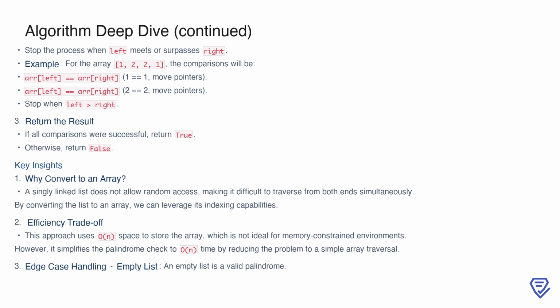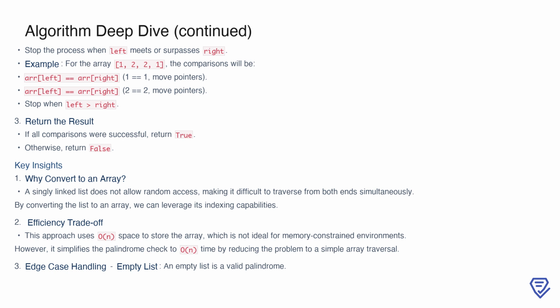Otherwise, we return false. This approach relies on converting the linked list to an array because singly linked lists don't allow traversal in reverse, making it challenging to compare values from both ends directly. While this method simplifies the problem, it does introduce an O(n) space cost to store the array. This trade-off is worth considering, especially when working with memory-constrained environments.